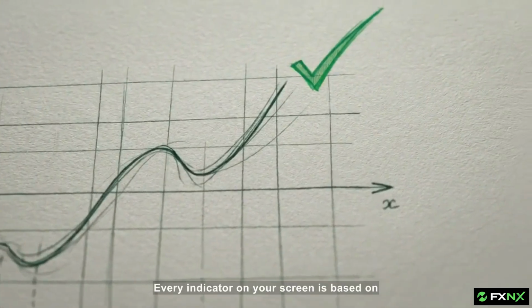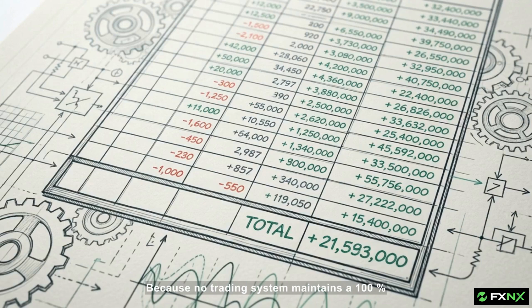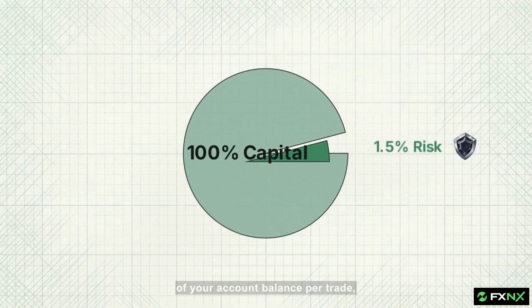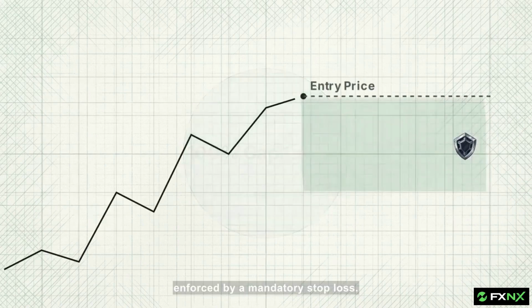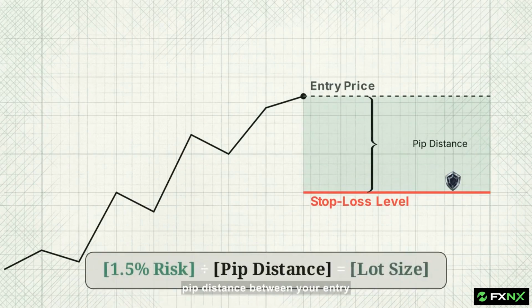Surviving the strategy tester without manipulating the variables is the only way to separate a mathematical edge from a digital illusion. Every indicator on your screen is based on past data. They react to where the market has been. They cannot predict where it's going next. Because no trading system maintains a 100% win rate, your long-term survival depends entirely on a strictly calculated margin of error. This chart highlights capital preservation. Limit your risk to 1 or 2% of your account balance per trade, enforced by a mandatory stop loss. Calculate lot size mathematically based on the exact pip distance between your entry and that rigid stop loss level.